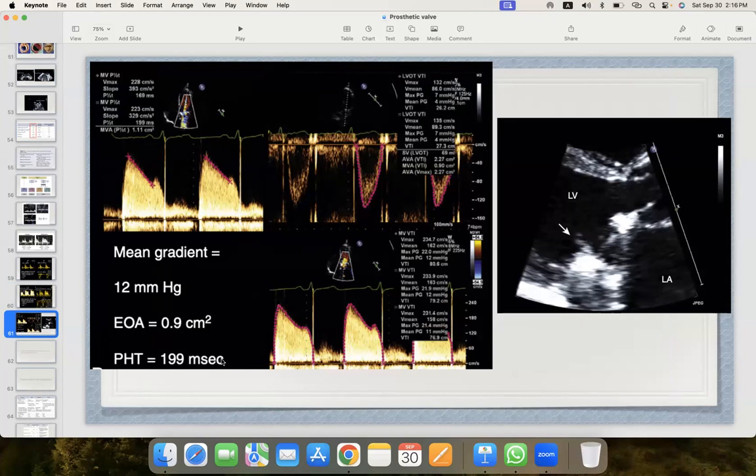Here again, another patient. You will see that this patient has a very high gradient, 12, pressure half time was almost 200, and effective orifice area was 0.9. This patient has thrombus. You will see from the bar sternum view that the patient has a mass here, and this is a thrombus affecting the valve and causing stenosis. Of course, the TEE will be the best test to be able to see this thrombus. But you can see from these Doppler parameters that this patient had severe stenosis.